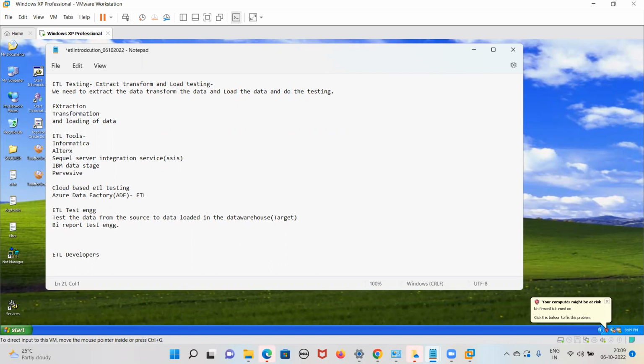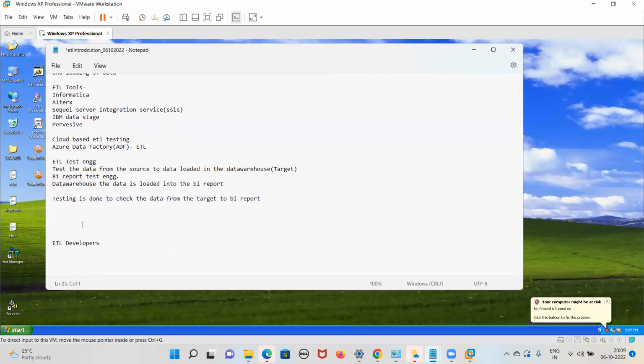Now, data has been loaded from the source system to the target, that is the data warehouse. Now, from the data warehouse, the data is loaded into the BI report, and testing is done to check the data from the target to the BI report.